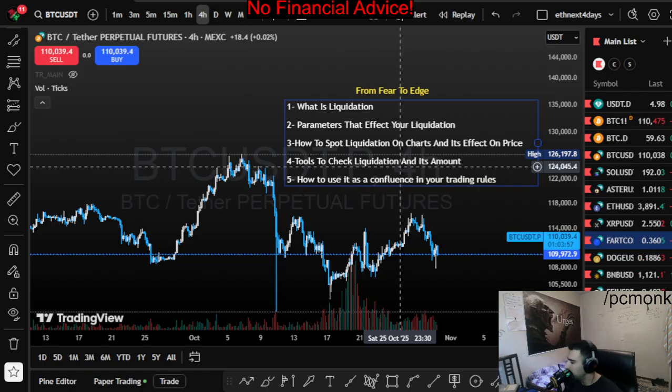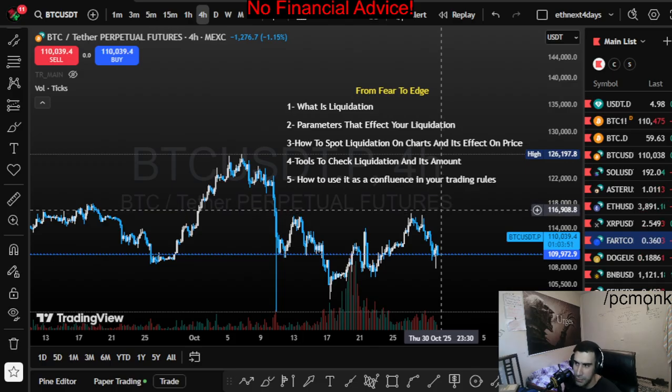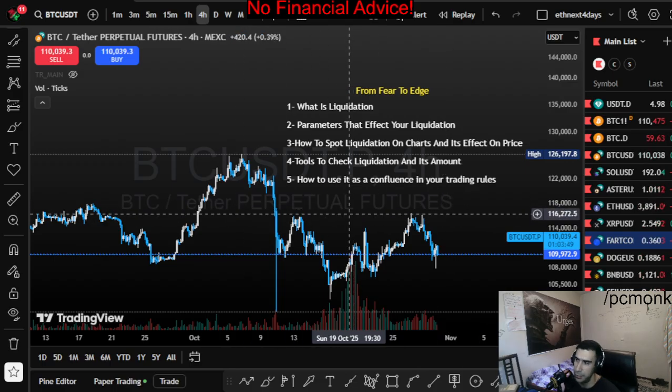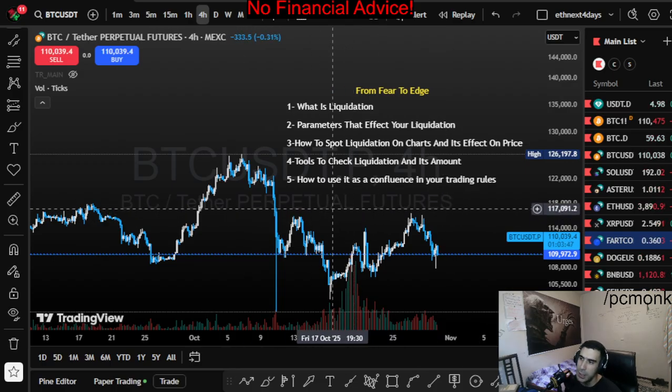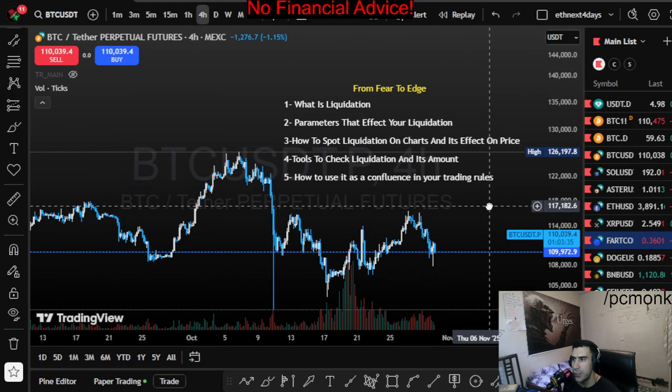Then we're going to talk about some tools that will help you see it visually and see the numbers, the millions of liquidations that would happen at a specific price point. And the fifth one is going to be how to use it as a confluence in your own trading setups and your trading rules. So from fear to edge, right? So that is it. Let's talk about it.